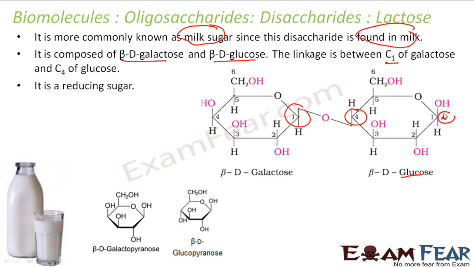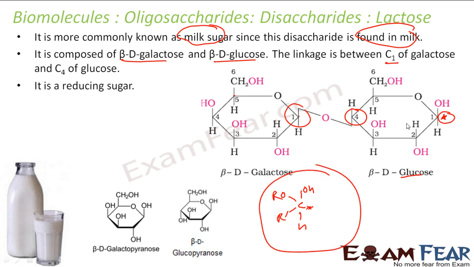So we'll take this carbon and let's see if this is a reducing carbon, just to save time. So this is the C star carbon. There's an OH group here, an H group below. This is an OR group, and this is some R dash group. So if you see, this is a hemiacetal form. Since it is a hemiacetal form, this carbon, the star carbon, is a reducing carbon. And since there is one reducing carbon, this is a reducing sugar. So lactose is a reducing sugar.